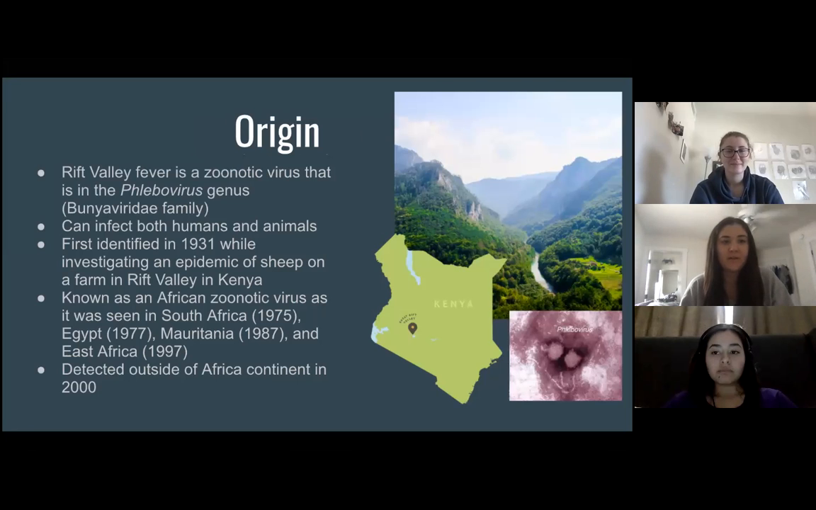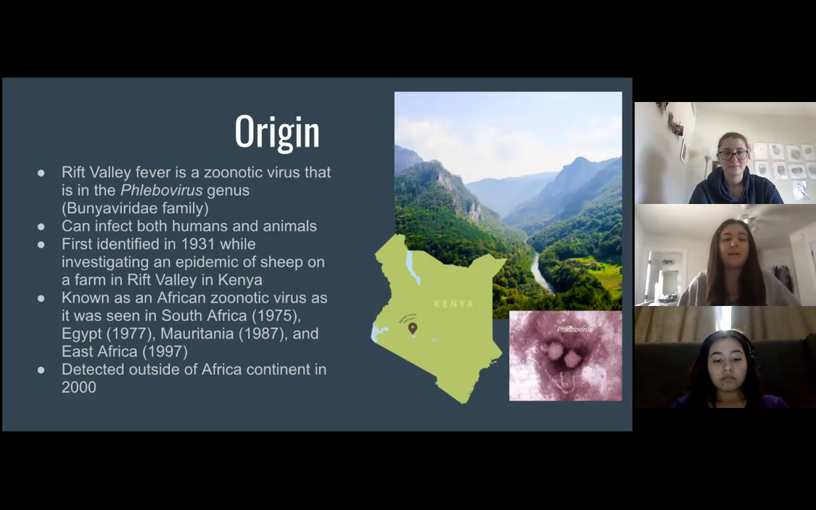So, in the origin, you're going to see Rift Valley fever is a zoonotic virus that comes from the phlebovirus genus. You can see that it infects both humans and animals, and it was actually first found in 1931 in a small town in Kenya called Rift Valley, which you'll see to the right on that little map. It happened when a farmer noticed an epidemic among all his sheep and wanted to know what was making them so sick. After investigation, they were able to identify this new virus, Rift Valley fever, and found this is what was infecting those sheep.